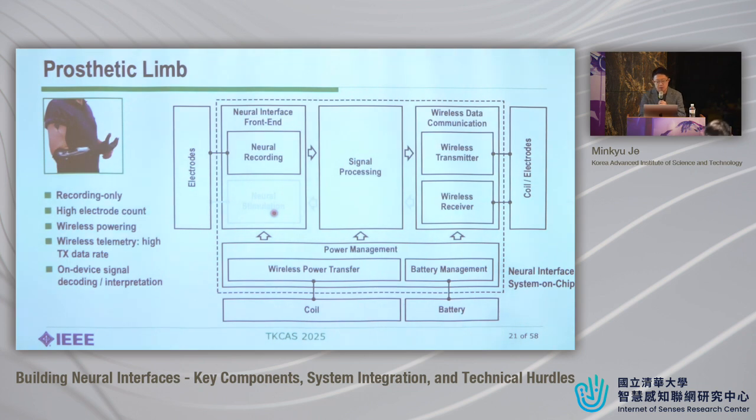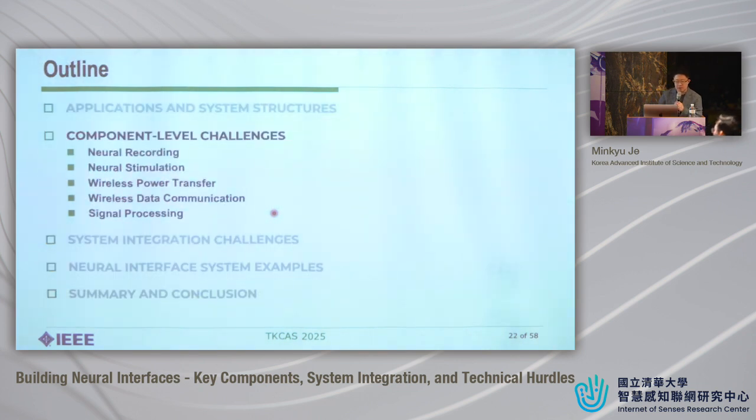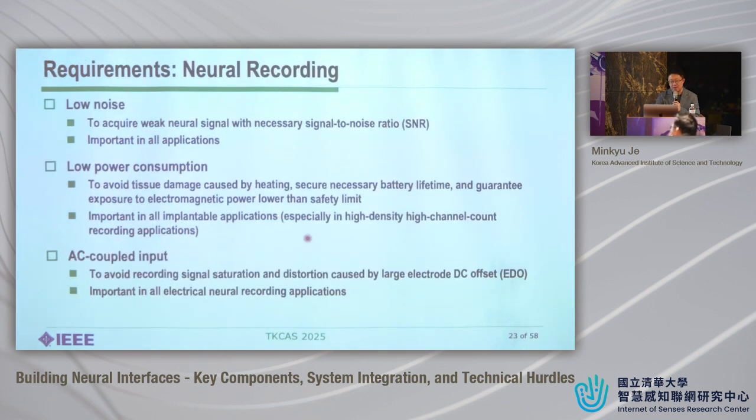Okay. All right. So I know I don't have much time, so I will accelerate. I want to just discuss two things: component level challenges and system integration challenges. After that, I have some interesting neural interface system examples, but I don't think I have time to cover that. But just to share the recent research directions and research trends, I will focus on delivering these two topics from now.